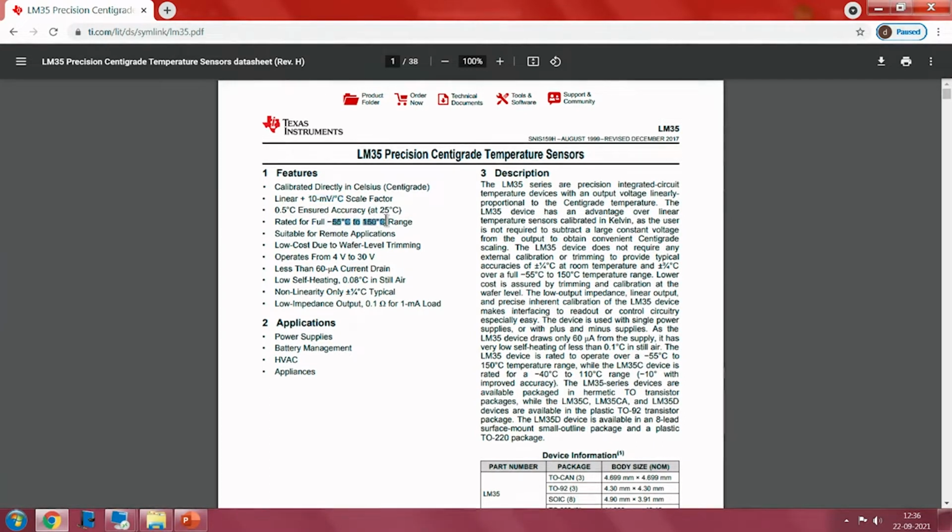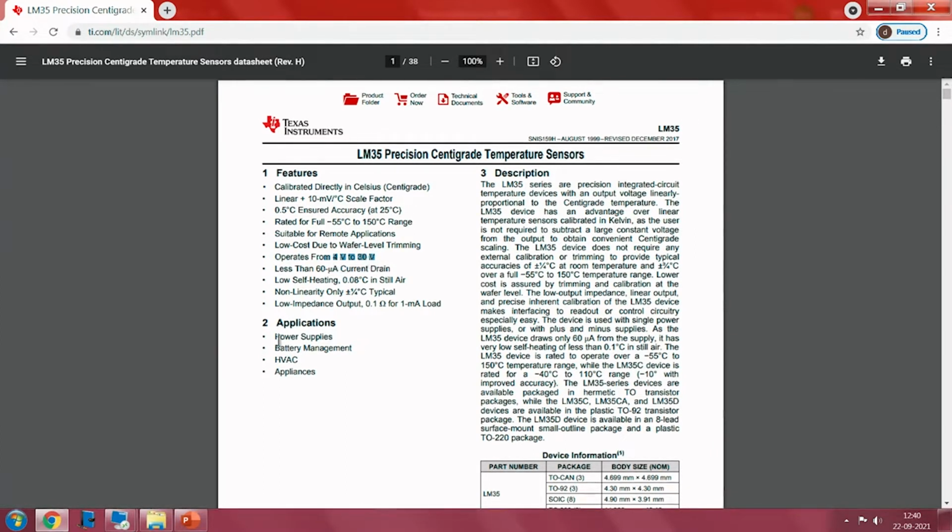Above or below this particular temperature range, the properties they mention may not be satisfied; the scaling factor or the sensitivity factor may not hold, and it may not be linear too. So this is the operatable range. Above it, of course, it can withstand a little higher temperature, but it may not meet all the properties they have mentioned, right? And the operating voltage, if you see, requires 4 to 30 volts. So any voltage greater than 4 volts and less than 30 volts as an input.